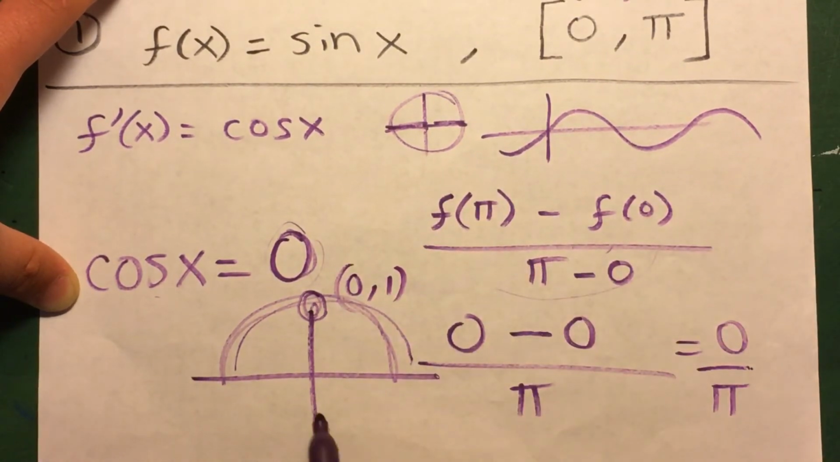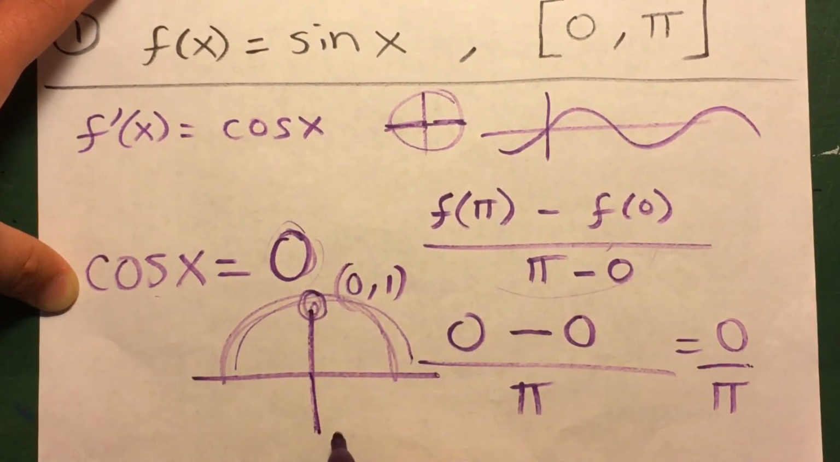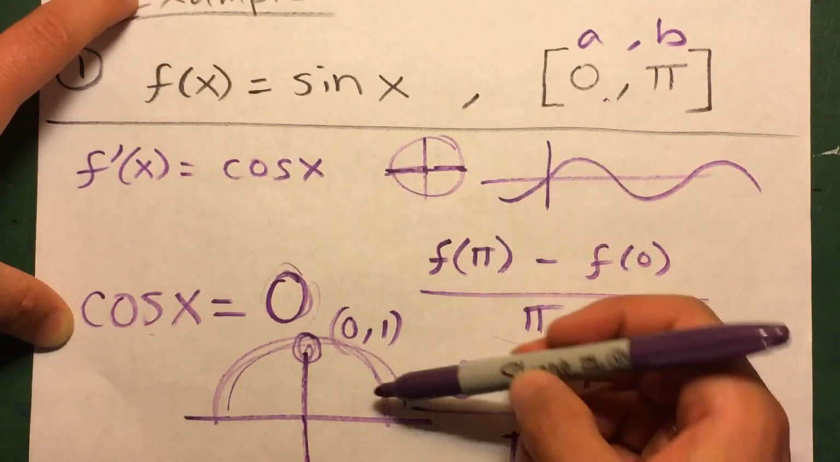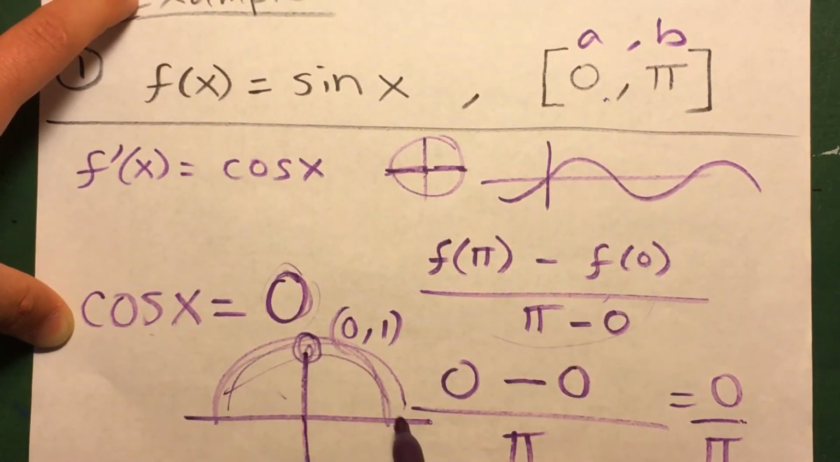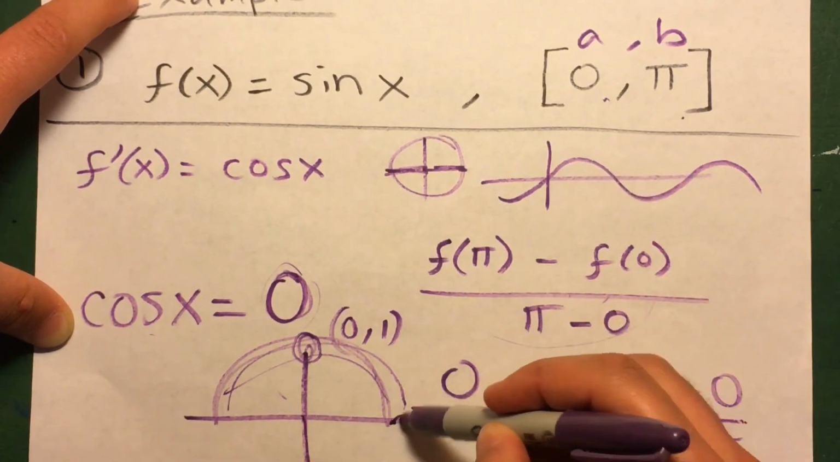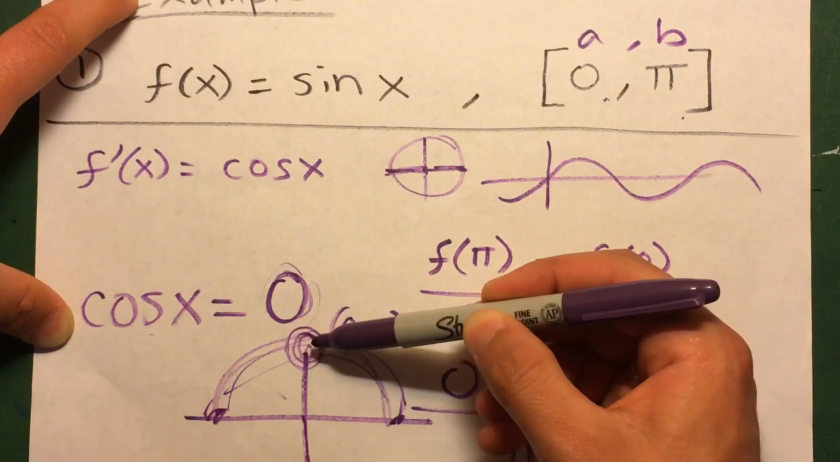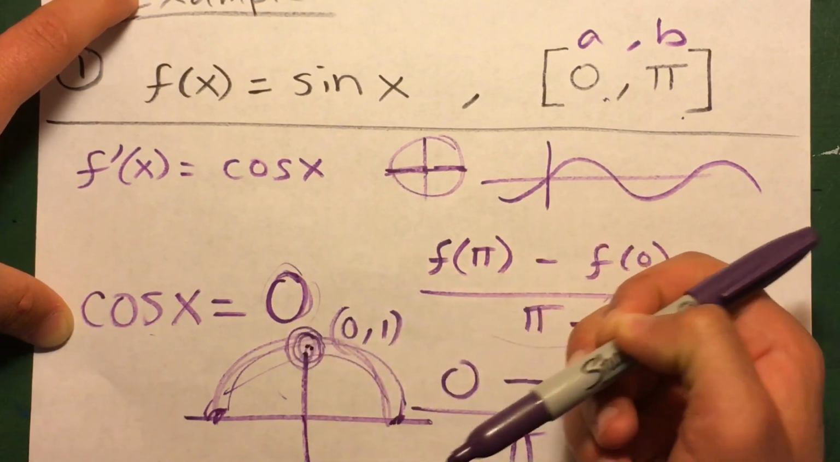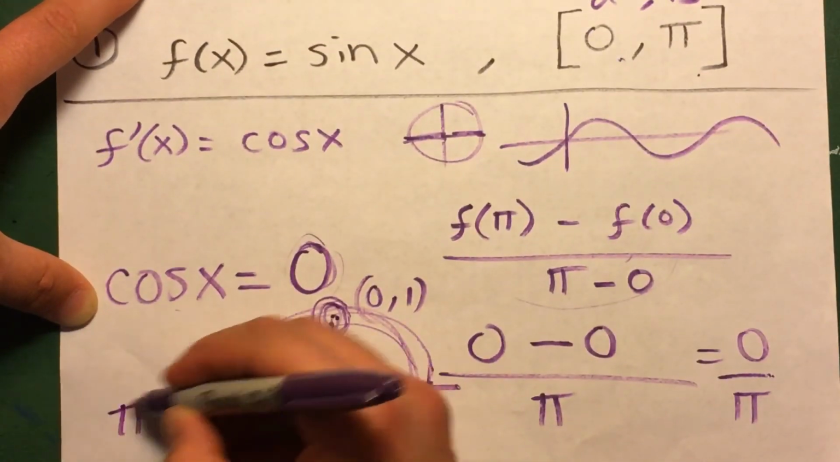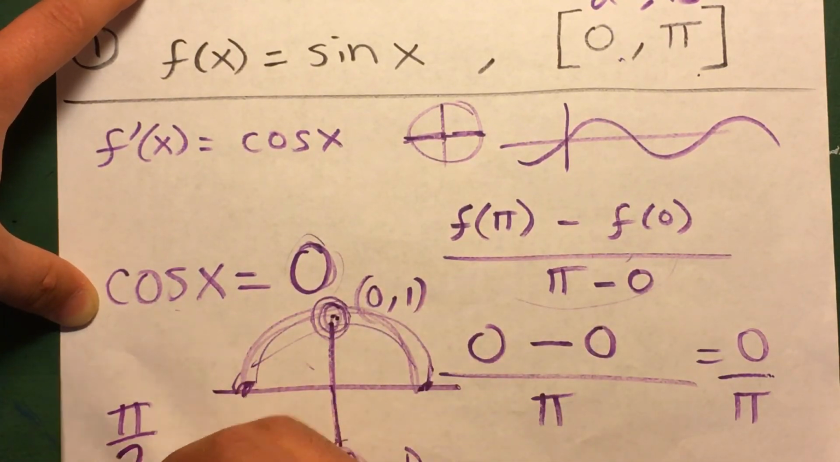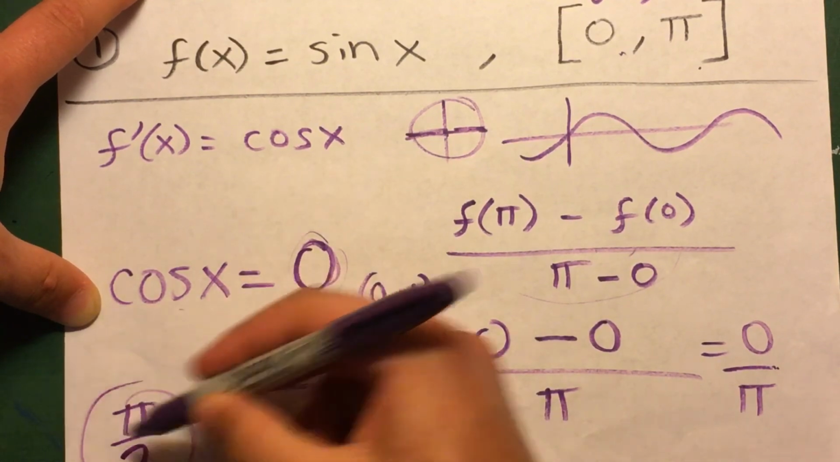Now you might be tempted also to add the 3 pi over 2, which also has cosine as 0, because right here we have 0, negative 1. Cosine is 0 here. But because the interval only restricts us to the first two quadrants, between 0 and pi, from here to here, that means our only cosine of 0 is at the angle pi over 2. So our answer is pi over 2. That's it. That's our answer.